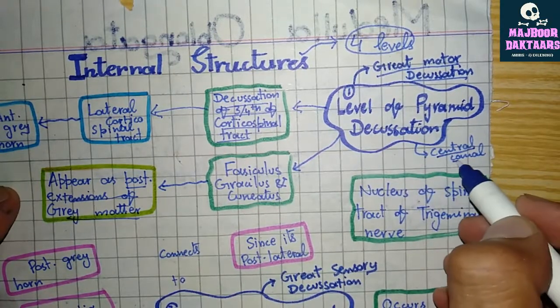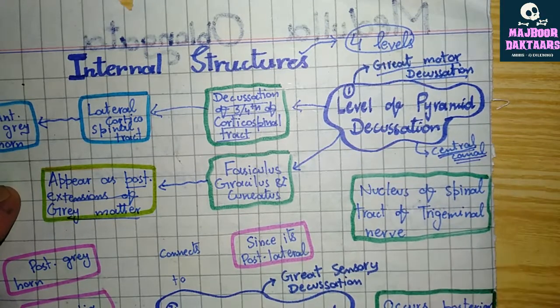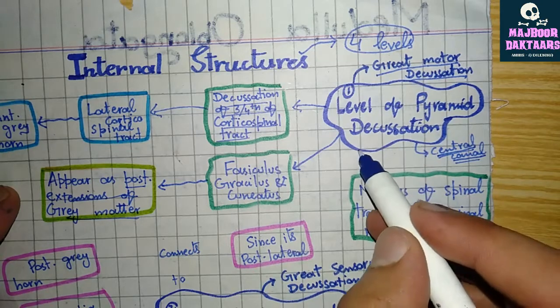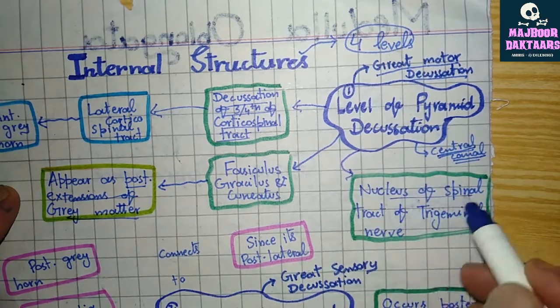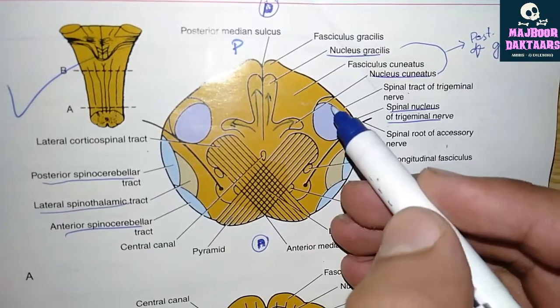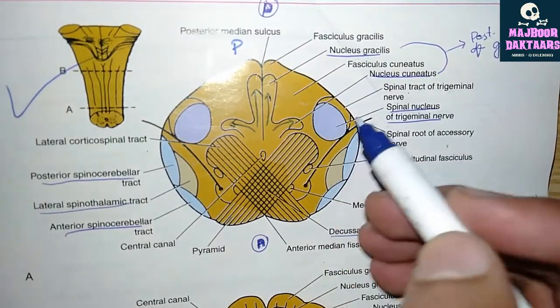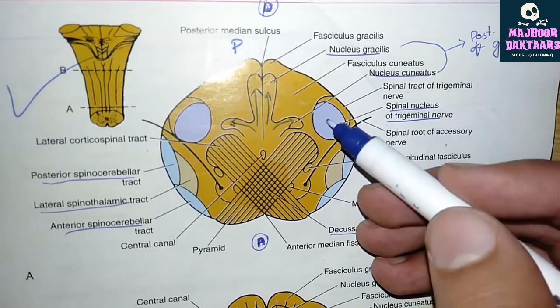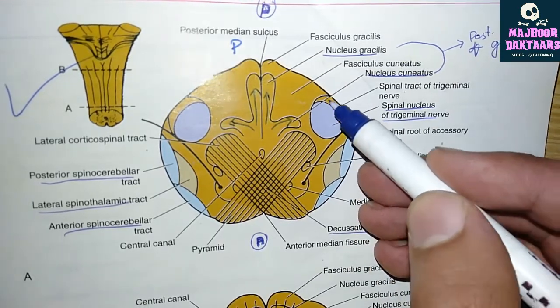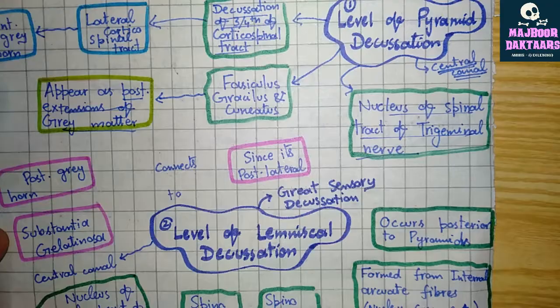In the cross section, we can also see the central canal, meaning that there is no fourth ventricle at this level, and we can see the nucleus or spinal tract of trigeminal nerve. Here is the nucleus of the spinal tract of the trigeminal nerve present at the posterolateral aspect, and here are the fibers which arise from this nucleus.